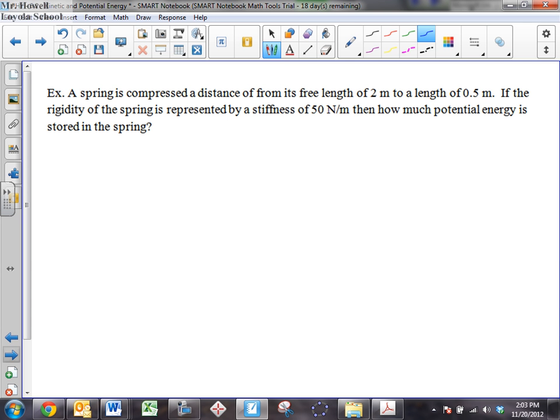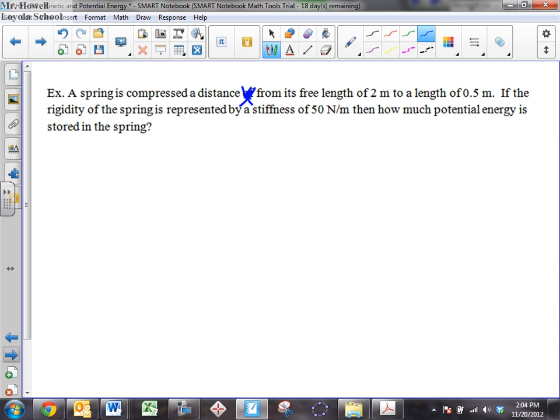A spring is compressed a distance from its free length of 2 meters to a length of 0.5 meters. If the rigidity of the spring is represented by a stiffness of 50 newtons per meter, then how much potential energy is stored in the spring?